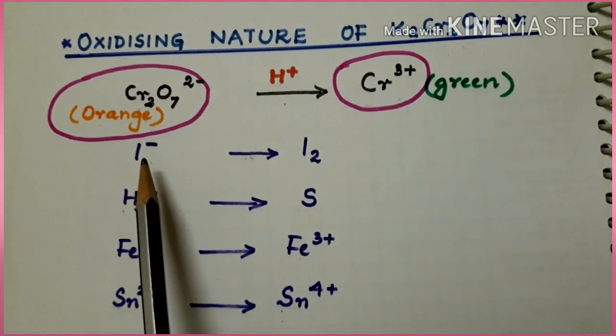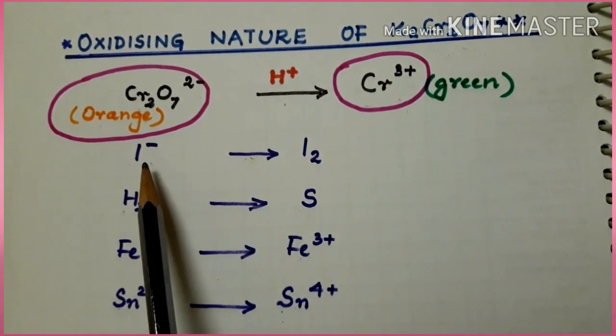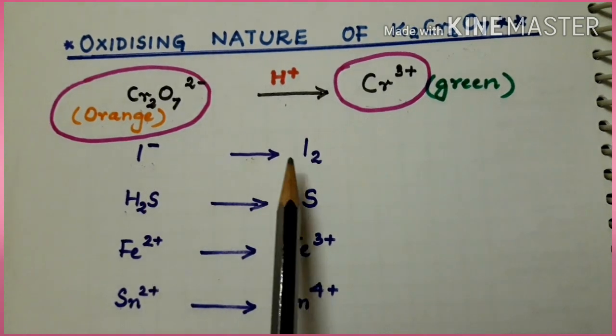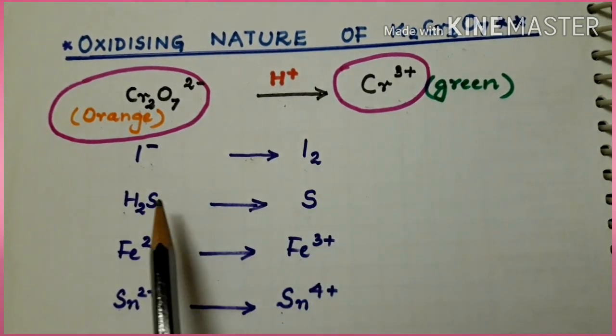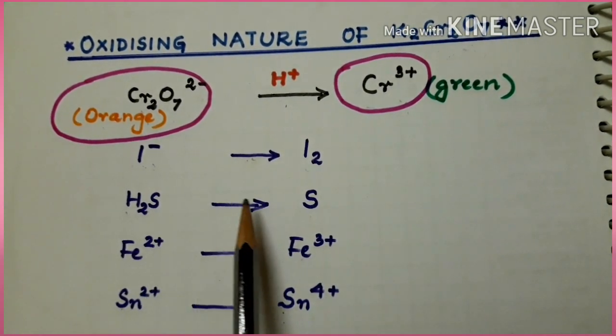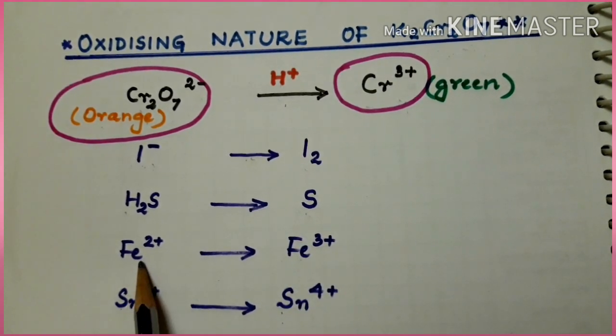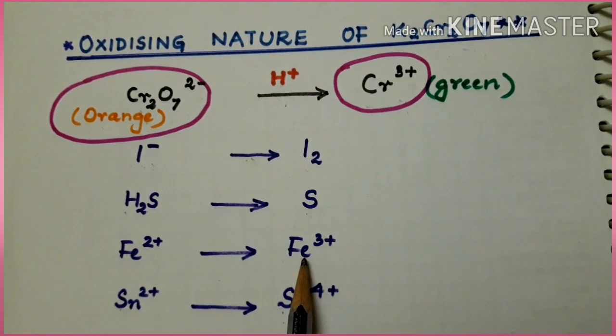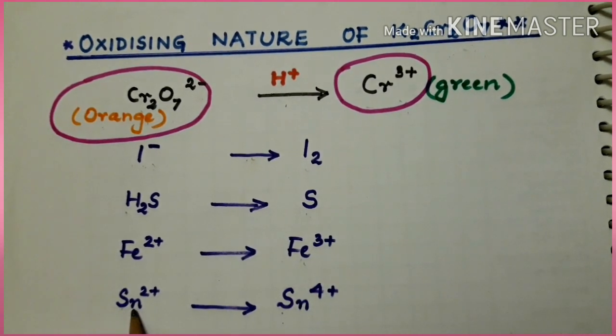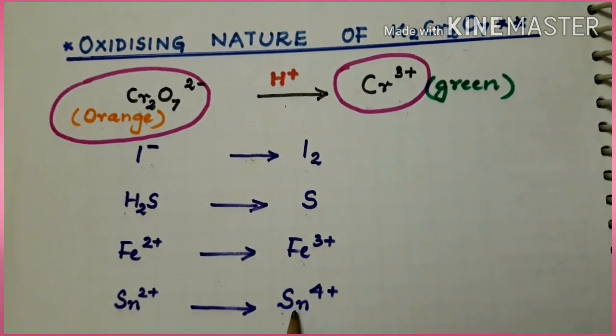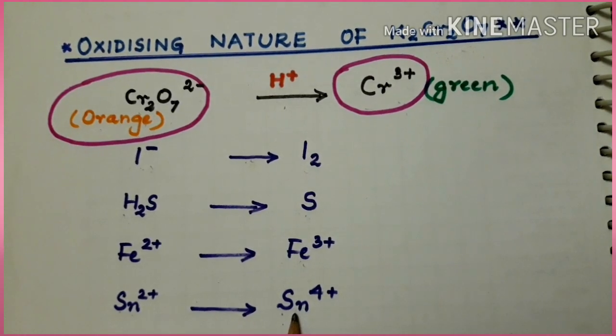In the process, the reducing agents, iodides, will be converted to iodine. Hydrogen sulfide gets oxidized to sulfur. Ferrous ions will be converted to ferric ions and stannous ions will be converted to stannic ions.